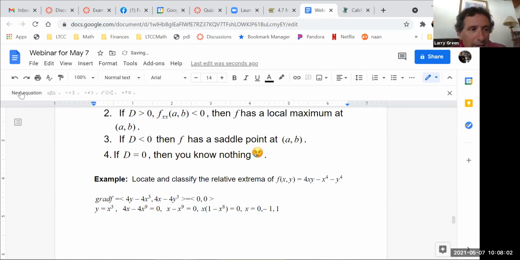So now we can actually get our points. So our points, if x is 0, y is x cubed. So 0 cubed is 0. If x is -1, y is x cubed. So that's -1 cubed, which is -1 in this case. And if x is 1, we get 1. Any questions on that?